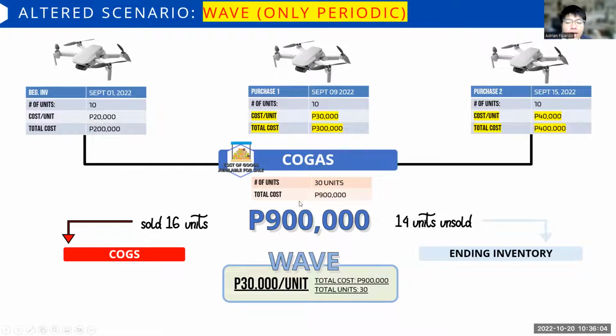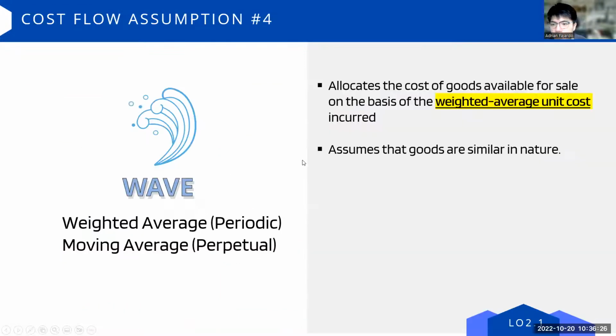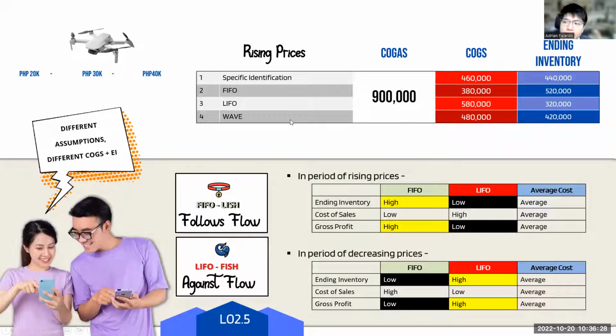Now we know that the COGAS is 900,000. Now we get the number of units, which is 30 units. So technically, it's 30,000 per unit because 900,000, the COGAS, divided by your total units of 30 would be 30,000. And then you just apply it to the quantity. Yung isa 480 and yung isa 400. Right?